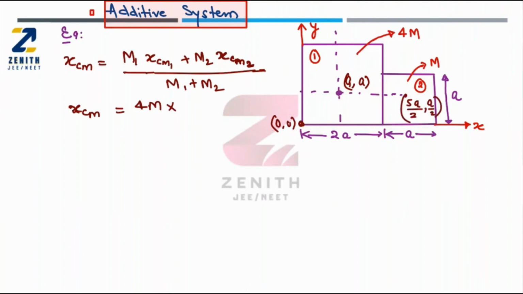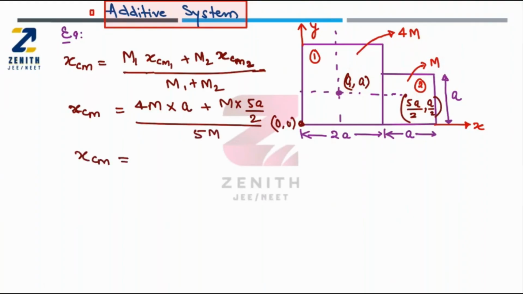So now you got the x center of mass for the first body and the second body also. Okay, the mass is already given. Now you can easily calculate 4m into a plus m into 5a by 2, divided by m1 plus m2. What is m1 plus m2? 4m plus m, which is 5m.